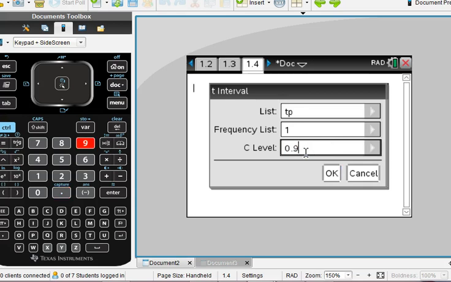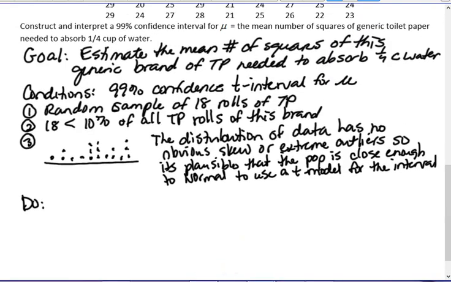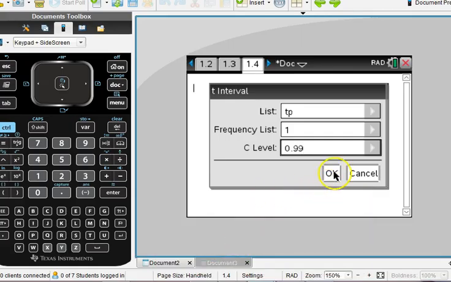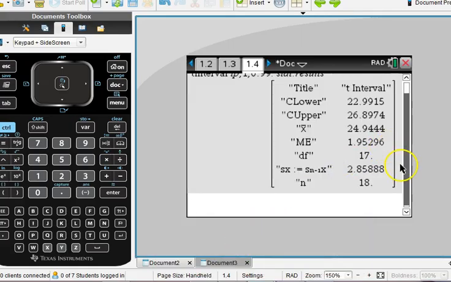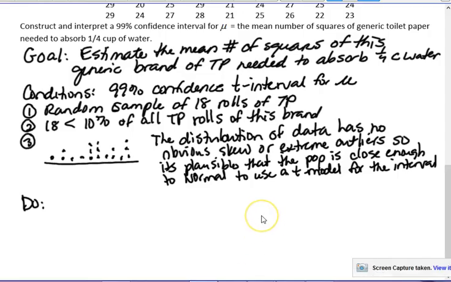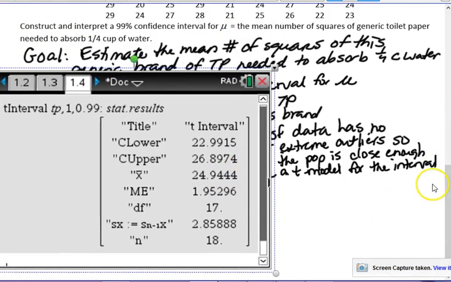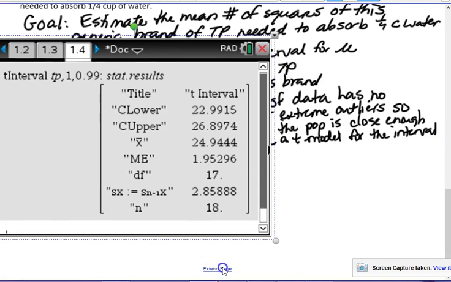Let me double check that I want to do a 99 one. I'm pretty sure that's what I wanted. Let's see. Yep, I wanted a 99% confidence interval. So, okay. And I'm going to copy this and put it into my file here. Now you'll be able to just look at your calculator, but I want to show you what I'm going to do with these numbers now.